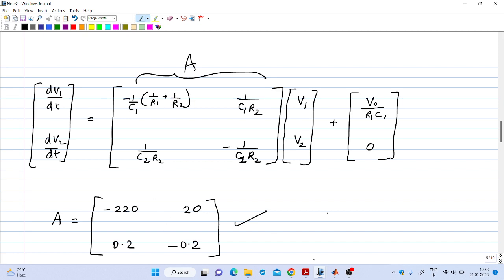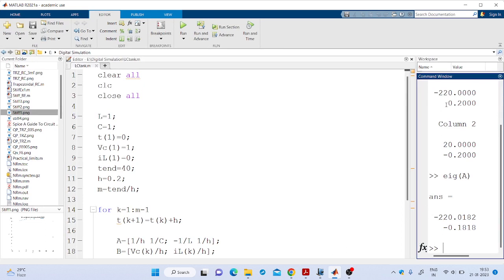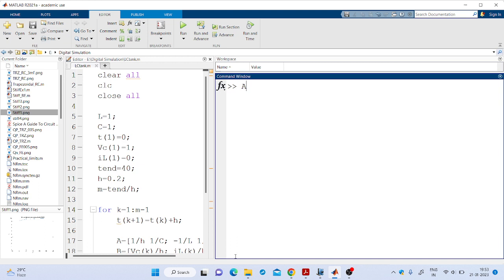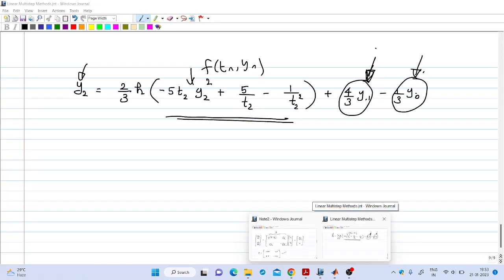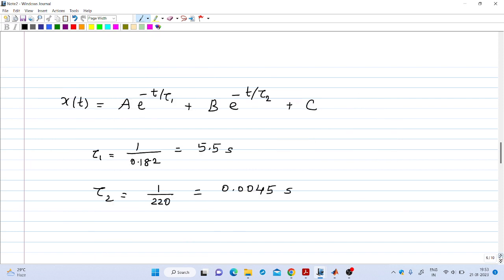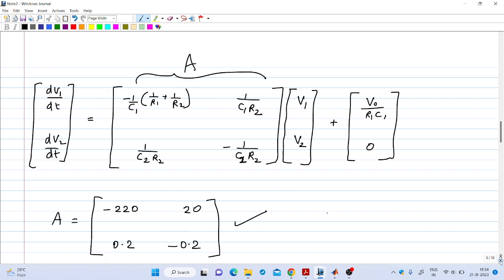You can check this. The eigenvalues of this matrix can be evaluated using MATLAB. To compute the eigenvalues of A, you use the command eig of A. You have to first define the matrix in MATLAB. So let me show that. A equal to minus 220, 20, 0.2, minus 0.2. Then you check eig of A. You can see one eigenvalue is minus 220 and the second eigenvalue is minus 0.1818, or minus 0.182. If you check the values of lambda 1 and lambda 2, they are far separated.